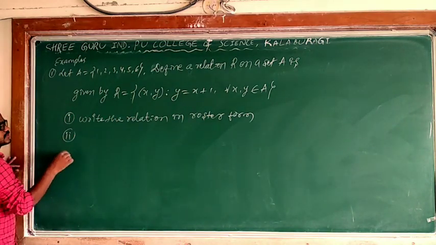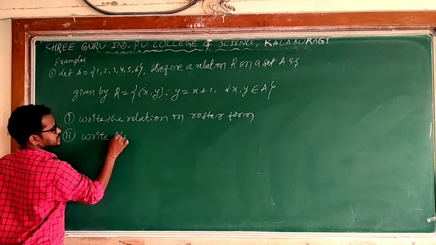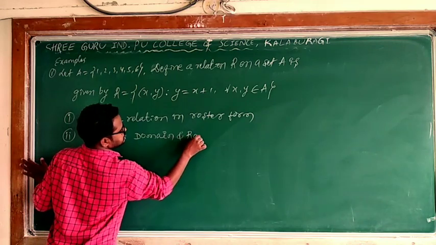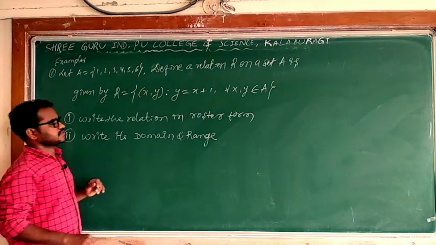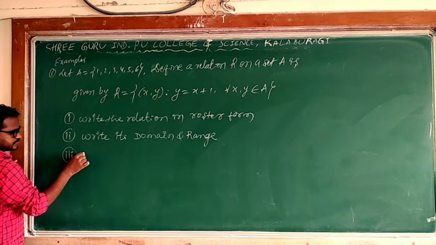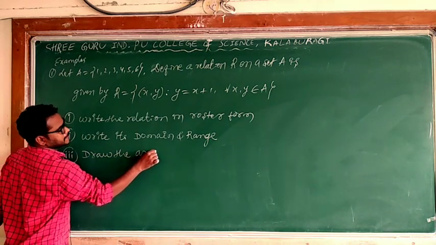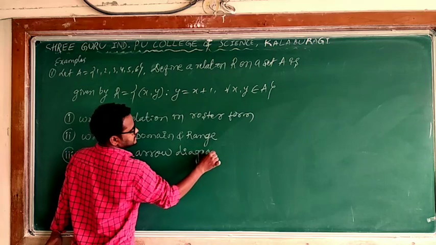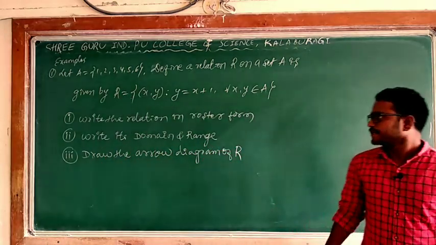Second one: write its domain and range. Third one: draw the arrow diagram of R. See, this is the question.